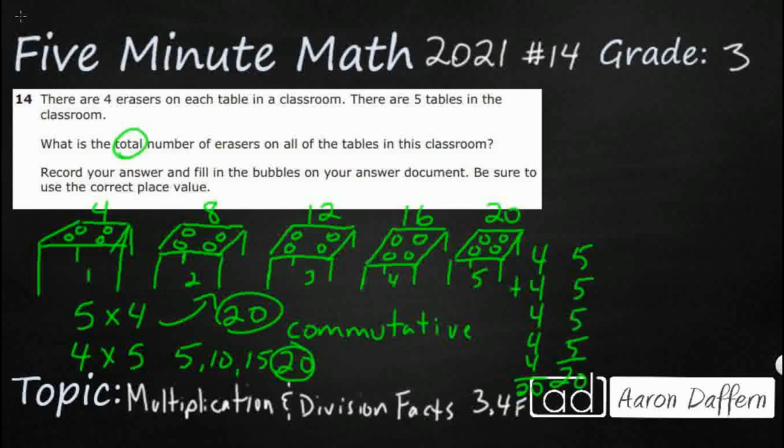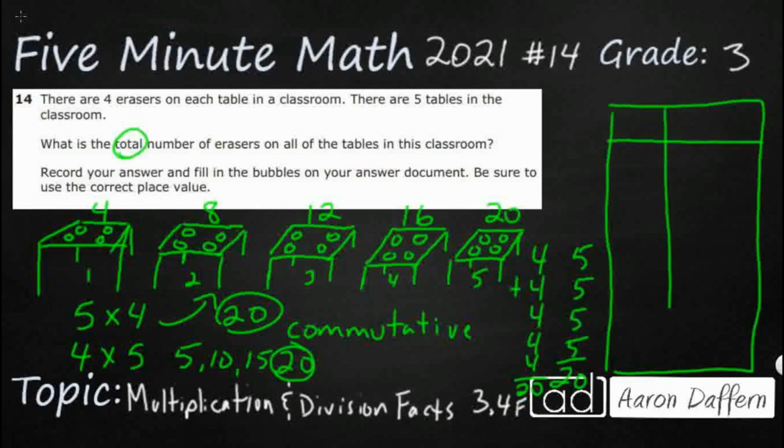Now, how do we bubble this in? Well, you're going to get a bubble document that looks kind of like this. And you're going to handwrite your answer up at the very top. Just make sure they're not labeled. You're going to need to know that's the 1s place, that's the 10s place, and that's the 100s place. So if your answer is 20, you have to make sure you put 2 tens, 0 ones. And there's your answer.